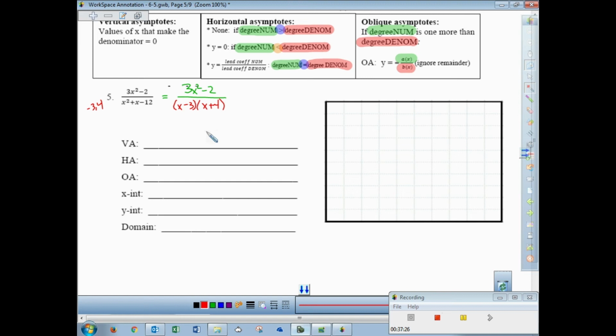Before I turn you loose, my question to you is, will this have holes in it? Do you see the same quantity upstairs and downstairs? Here's an x minus 3. Is there an x minus 3 up there? Nope. Here's an x plus 4. There is not an x plus 4 up there. No holes in the graph. Cool? Only time you get holes is when you've got the same thing up and down. Rock on. Please do the 3 asymptotes with your pal.